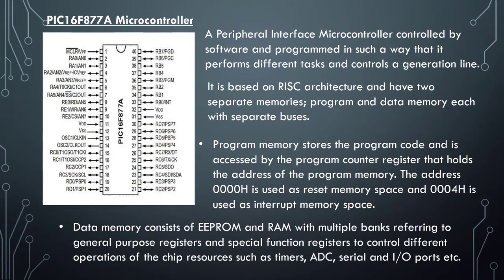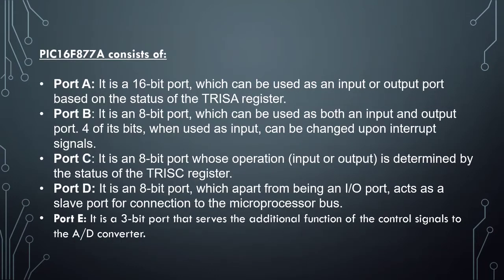So in the PIC sim lab, we have the microcontroller, which is the PIC16F877A. In it, we have two types of memory, the program memory and the data memory. The program memory is where the program is stored, while the data memory consists of the EEPROM and the RAM, which has multiple banks that control the general purpose registers and also the special function registers.